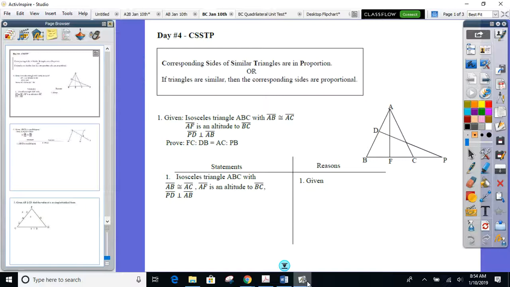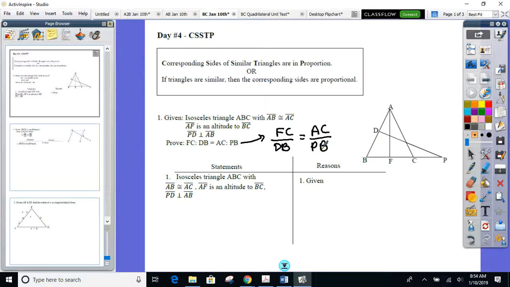All right, the colons are just another way of writing a ratio. So if you don't like the way this looks in the proof statement, you can certainly rewrite it. FC over DB equals AC over PB, if you don't like the way that looks. I am asking you to prove corresponding sides are in the same ratio.